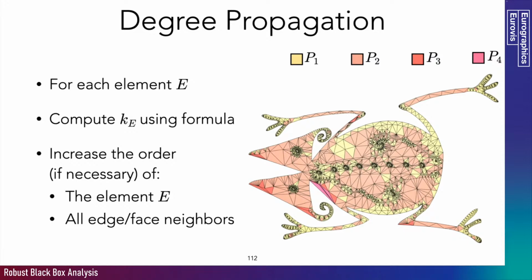So this is really simple. Just loop over the elements, select the degree using the previous formula, and just use the navigation of the mesh to compute the degree.